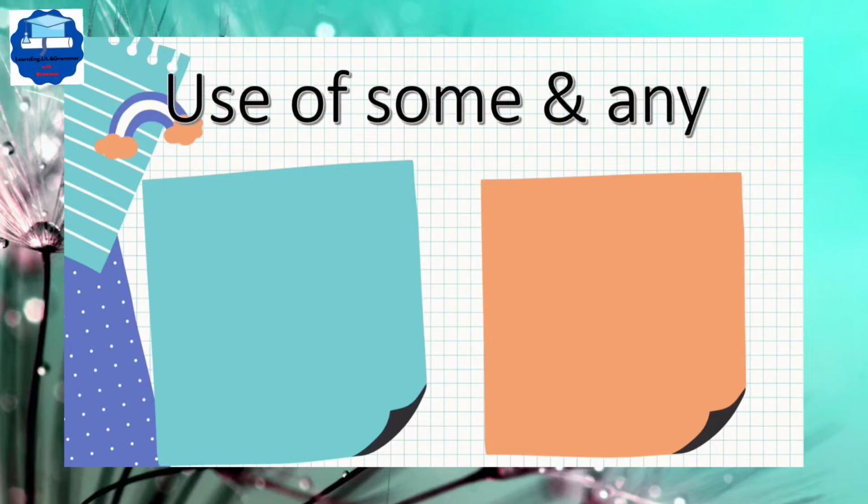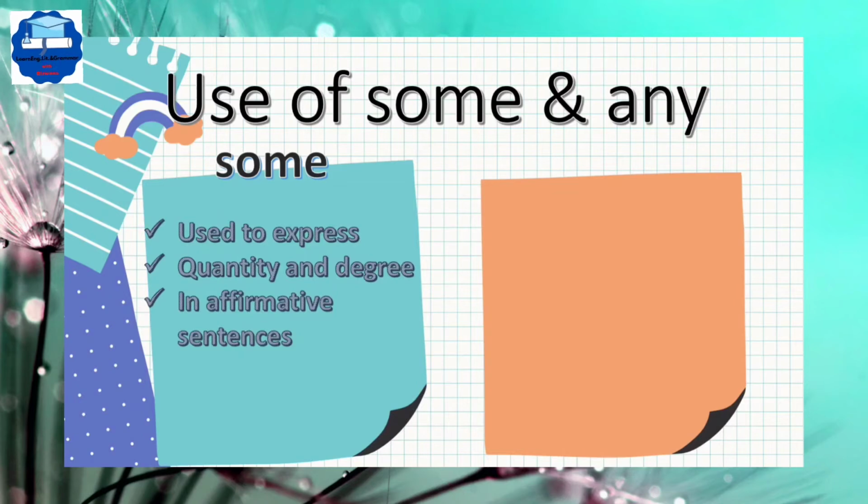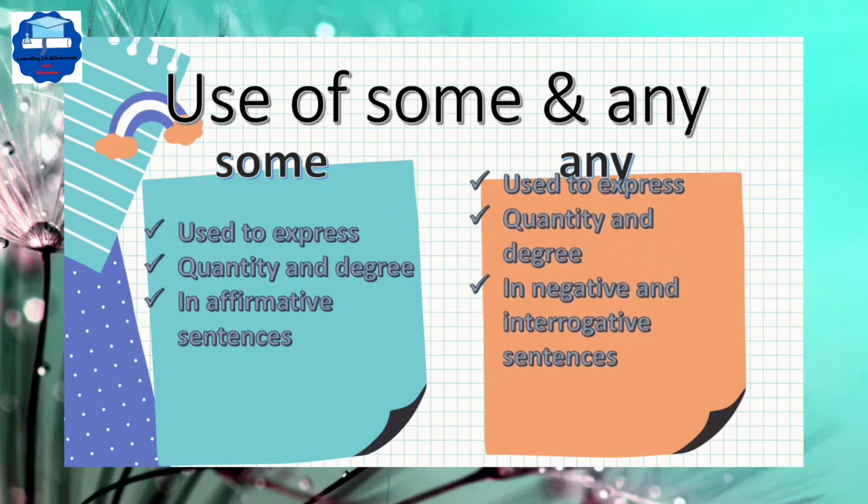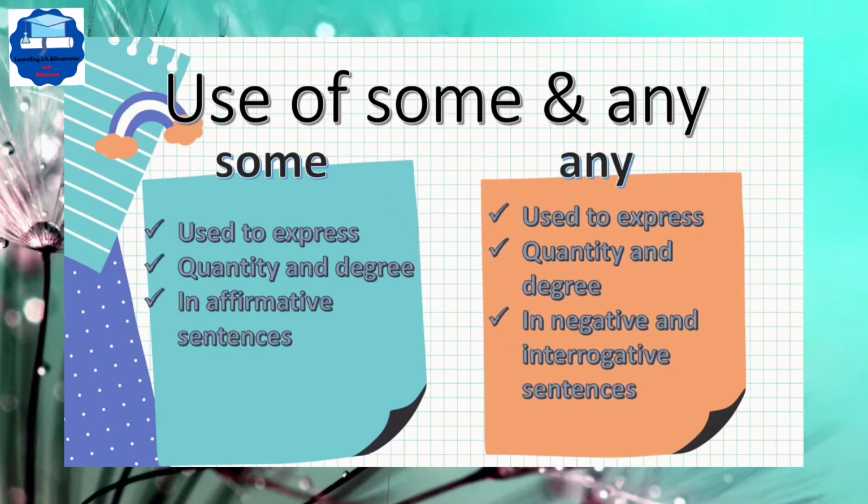Use of some and any. Some is used to express quantity and degree in affirmative sentences. So, in simple sentences, we use some to express the quantity of things. Any is used to express quantity and degree in negative and interrogative sentences.